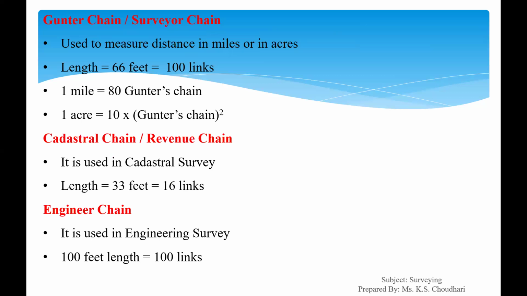Cadastral chain or revenue chain. It is used in cadastral survey. The length of it is 33 feet and 16 links are there. Engineer's chain. It is used in engineer's survey. 100 feet is the length of it and 100 links are there.